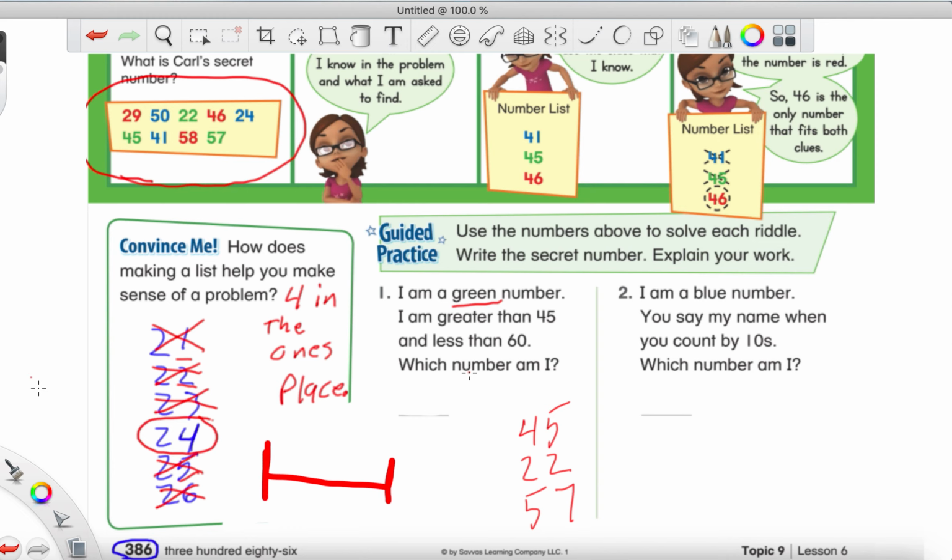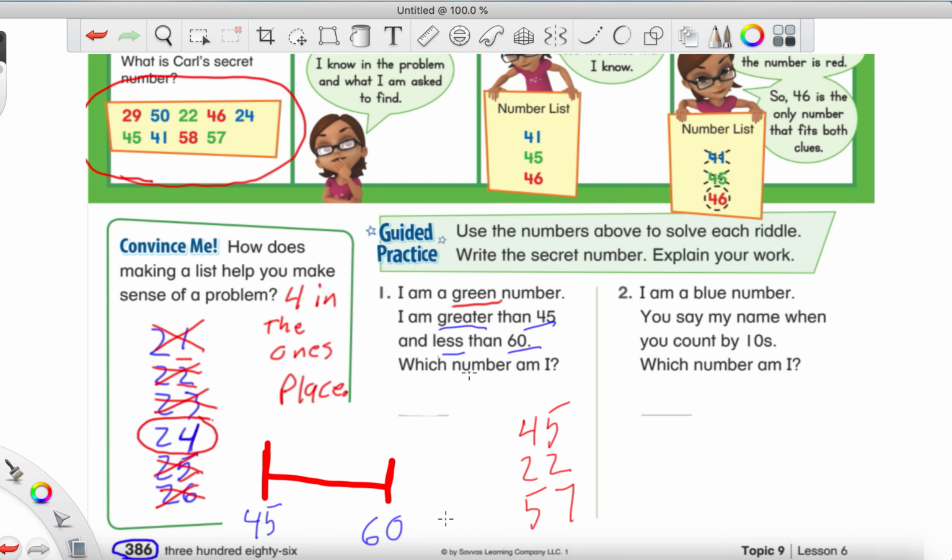Okay. So on one end, we're going to have the number 45, because we're looking for a number that is bigger. Remember, greater means bigger. Greater than 45. And it has to be less than 60. So it's going to be between 45 and 60. Okay? So we're going to ask ourselves this question, is it between 45 and 60 as we go through each number?